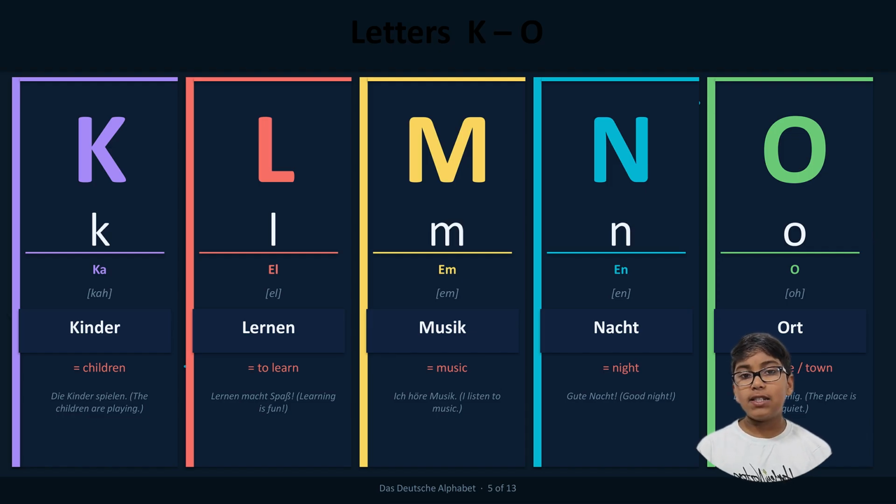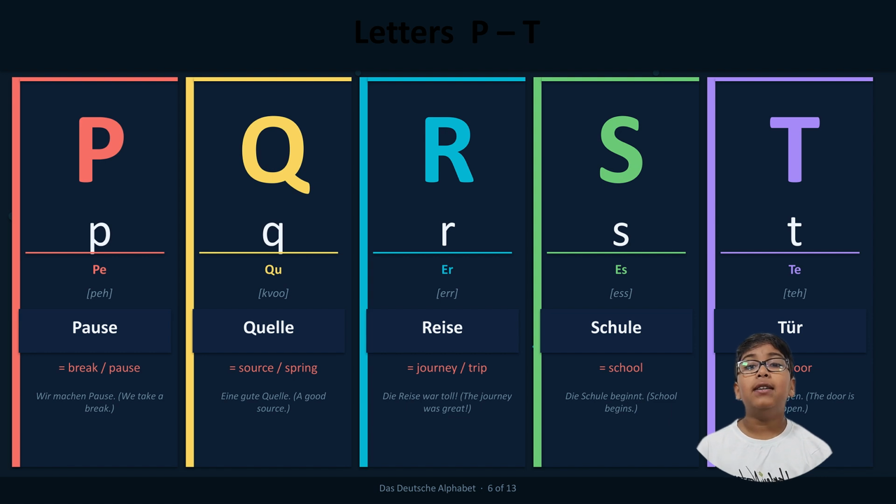We are in the final stretch of the regular alphabet now. Five more letters and then we are done with part 1. So stay with me. P, pronounced as P, same as the English letter P.